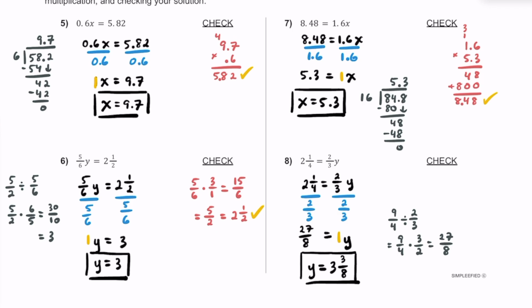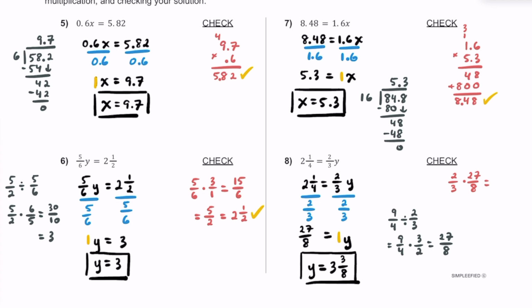Now, how could you check this? Well, you take this 3 and 3/8 and you substitute it in for y, and you multiply it by 2/3, and we hope to get 2 and 1/4. So if we know we're going to be multiplying here, let's just use the improper fraction version. Let's use this 27/8 here. So let's take the 2/3 and multiply it by 27/8, which is the same thing as 3 and 3/8, and let's see what we're going to get here.